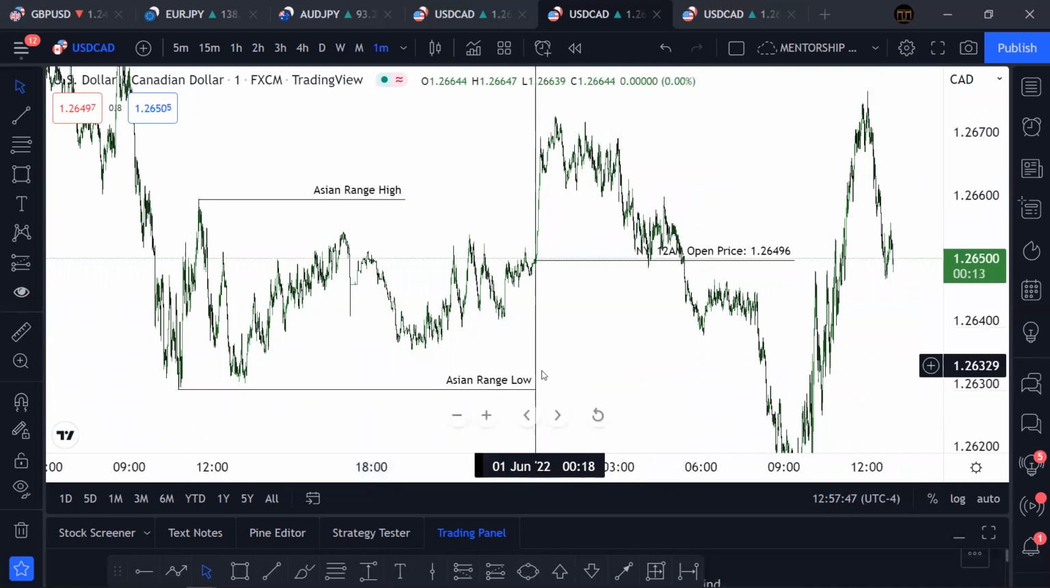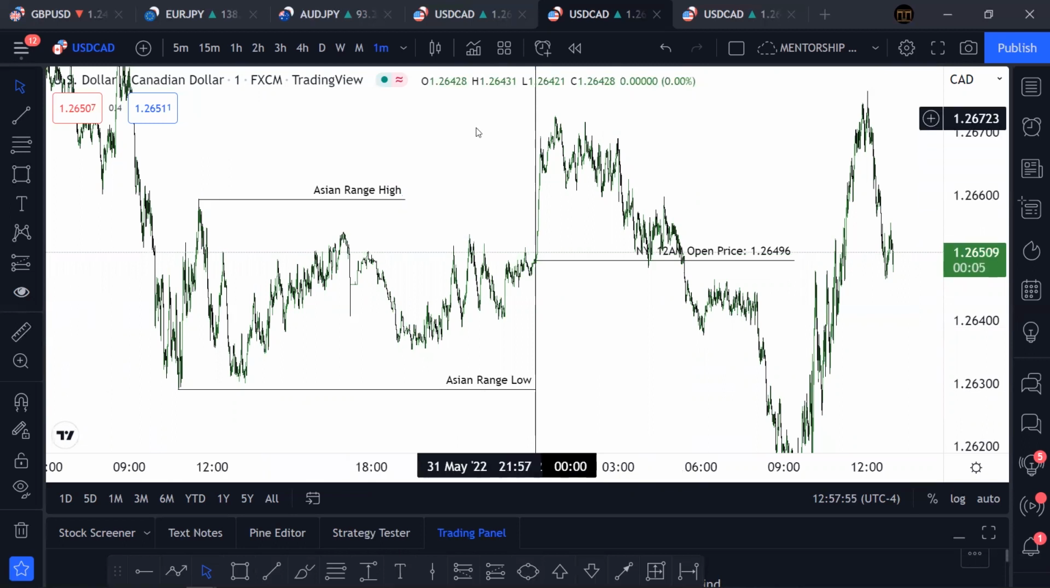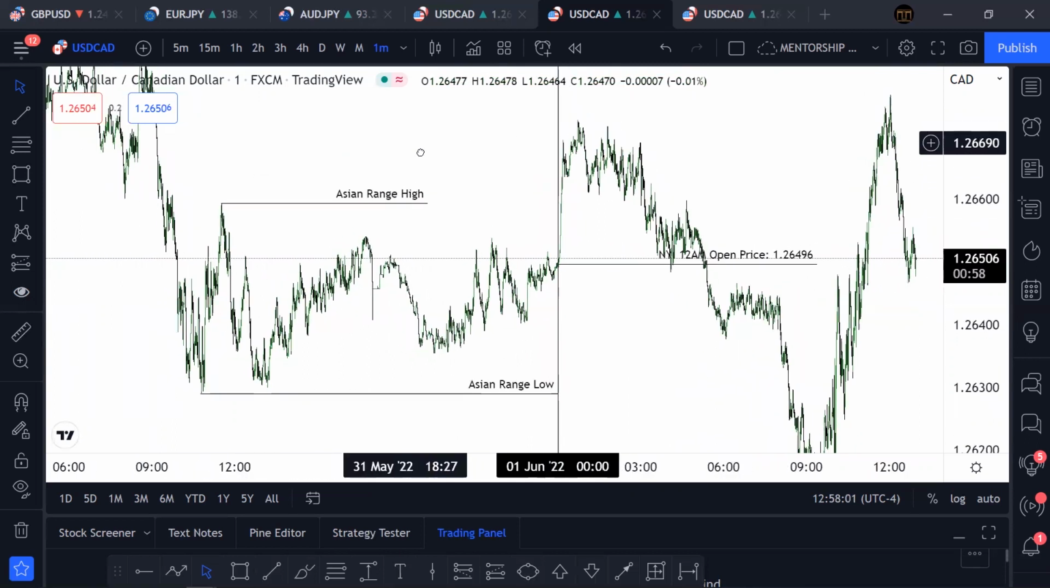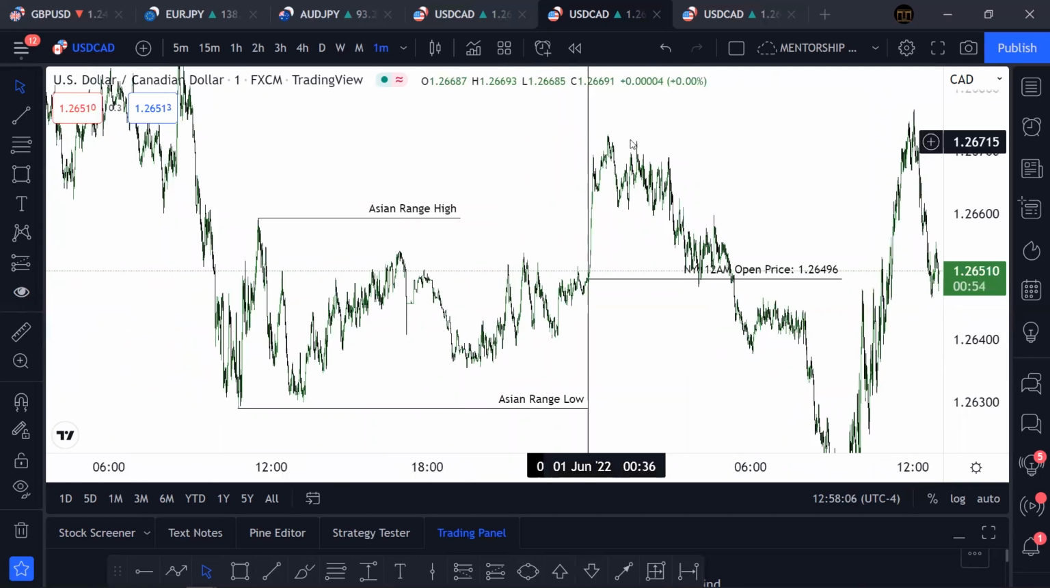So at exactly midnight, price rallies. The London kill zone here, you're going to look for opportunities to go short. Okay? You're looking for opportunities to go short. Now you're going to use the Fibonacci, you're going to use the imbalance, you're going to use the order blocks to find entries.